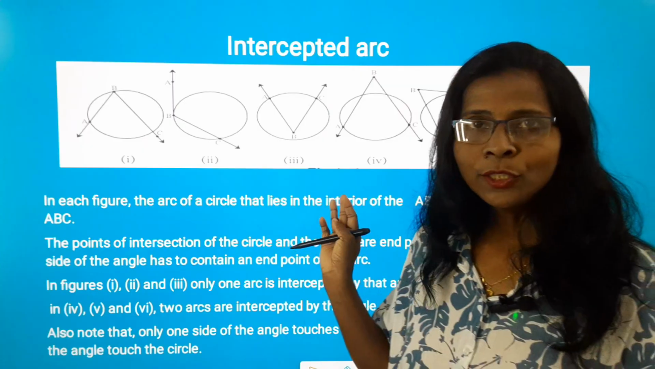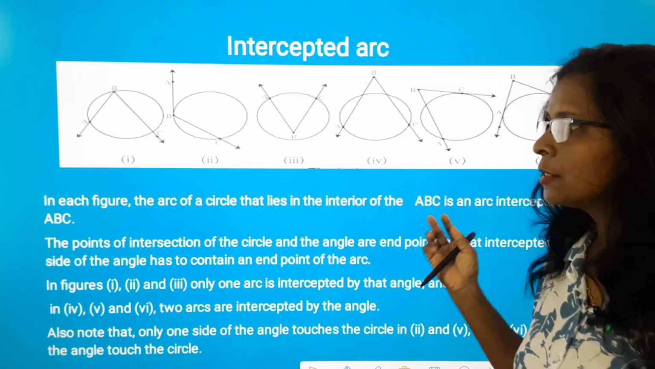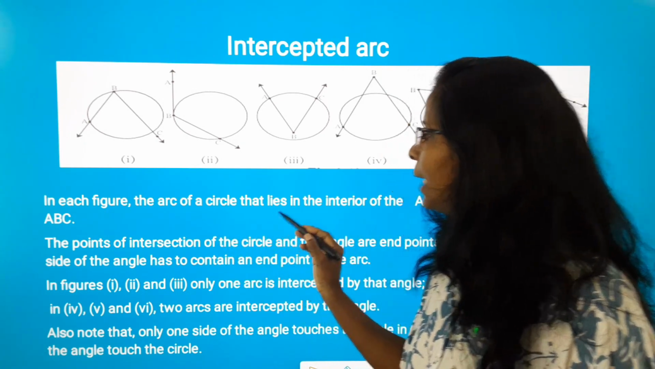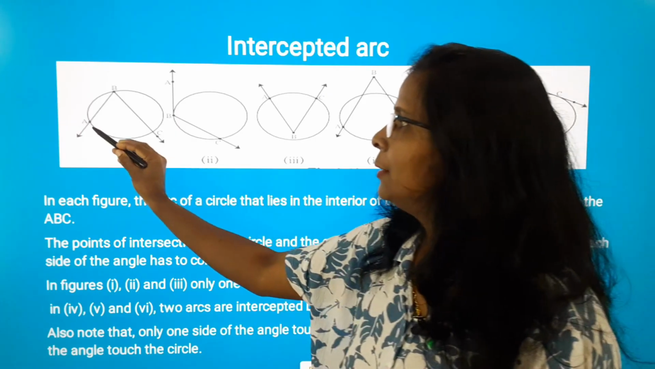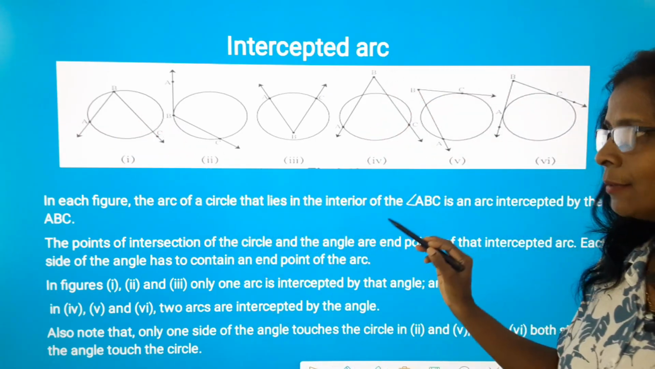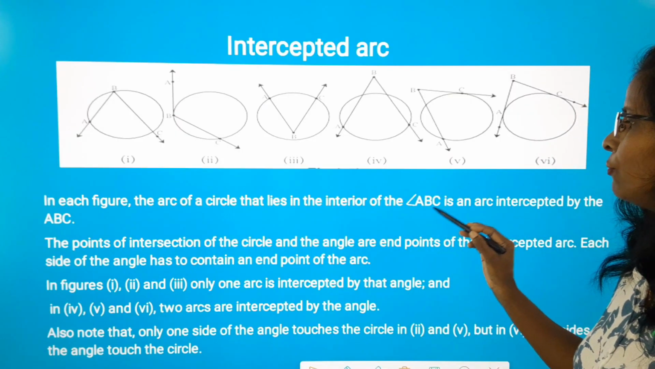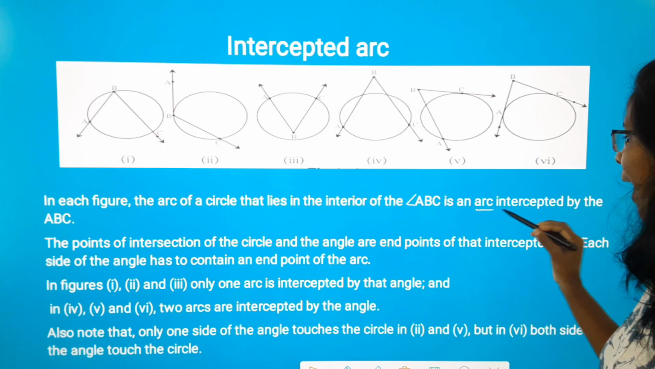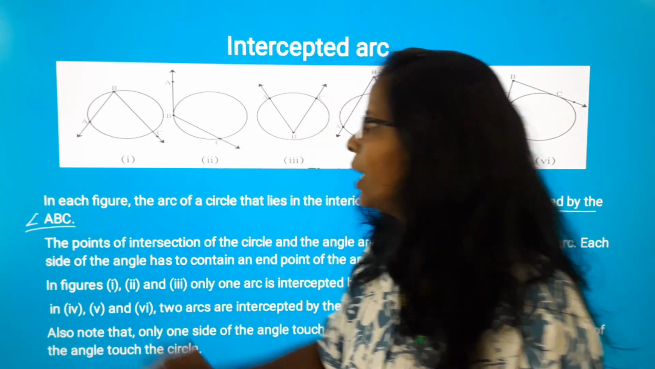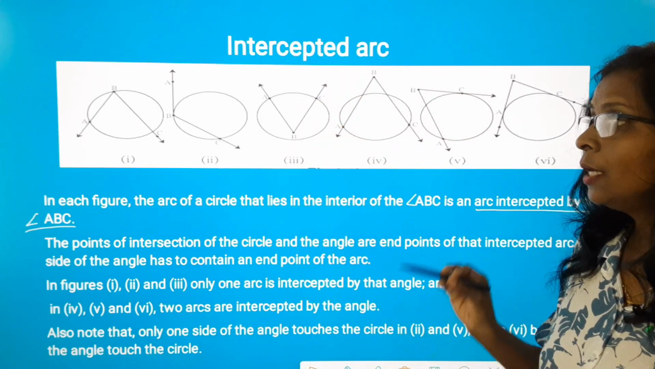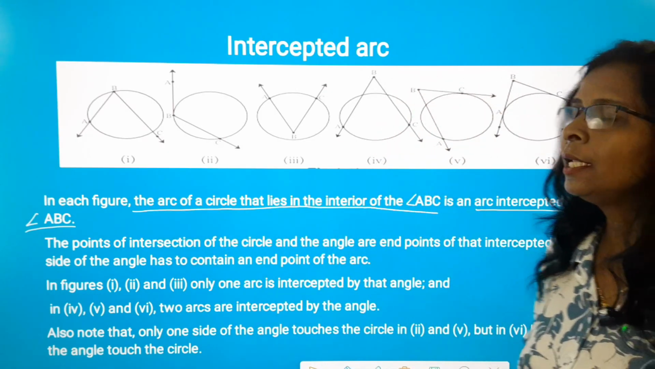Now see in front of you there are 6 figures, and in these figures the arc of a circle that lies in the interior of the angle ABC. The arc of a circle that lies in the interior of angle ABC is an arc intercepted by the angle ABC. So now here observe the arc which lies in the interior of the angle ABC.